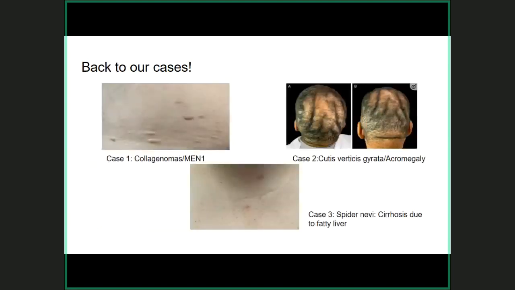So, coming to our cases. The first patient presented with pretty dramatic prolactin levels in the thousands. On presentation, his calcium level was actually normal, 9.9. But on physical exam, the angiofibromas were very evident.